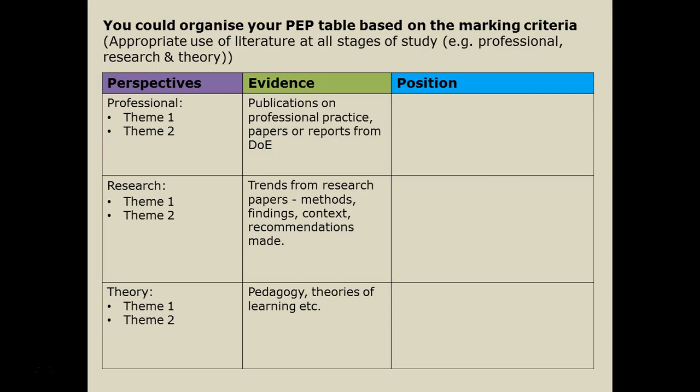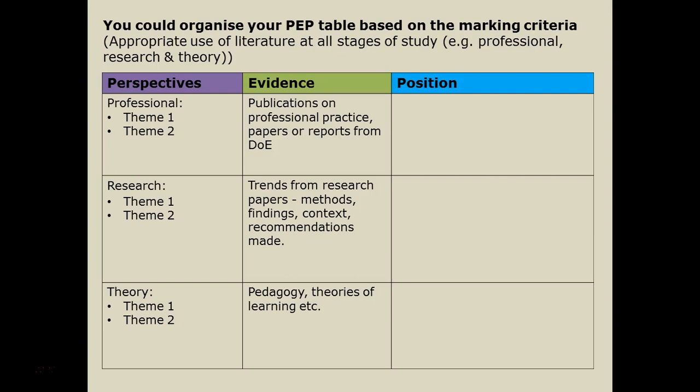Now, I was looking through your marking criteria, and I thought what you could do if you wanted was organise this PEP table around that marking criteria, because there's one that says to use an appropriate use of literature, at all stages of study, e.g. professional research and theory. So I wondered if actually those three things could be your perspectives. You could say, okay, what literature have I got on professional stuff? What have I got based in research, and where are my theories?